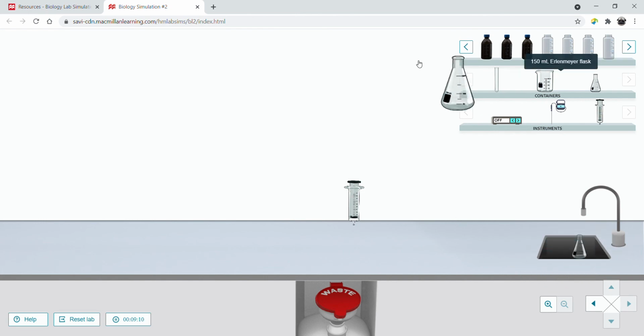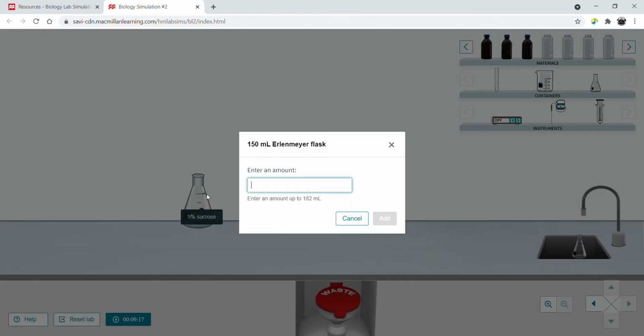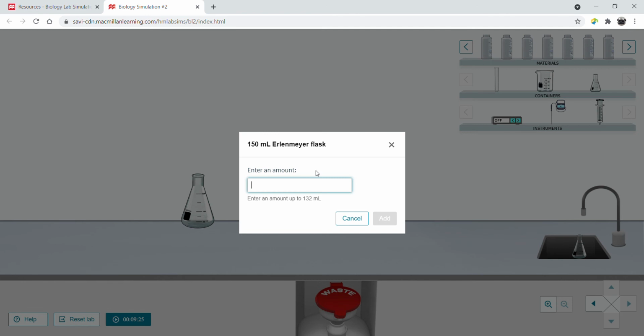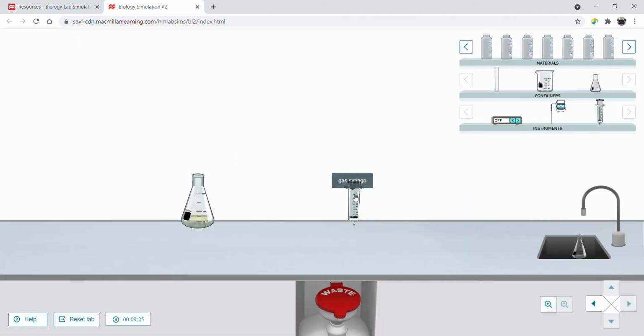Okay, let's get our Erlenmeyer flask. And here's our sucrose. It doesn't matter what order you put it in. Okay. And let's get our little yeasties, our 2% yeast. And are we prepped? 9:25 is our time. We're going to go ahead and add, and there it is. Okay, so 10:25, we're going to check that.